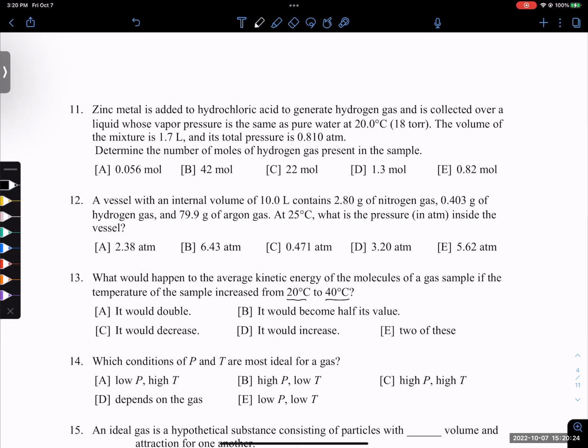It's also good just to know that temperature is proportional to the average kinetic energy. So y'all can just remember that temperature is proportional to the average kinetic energy.